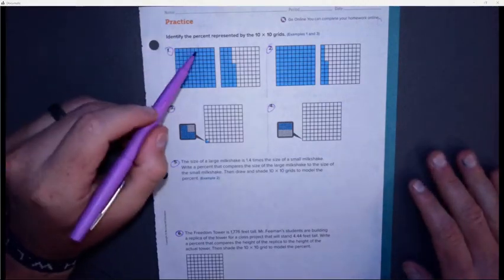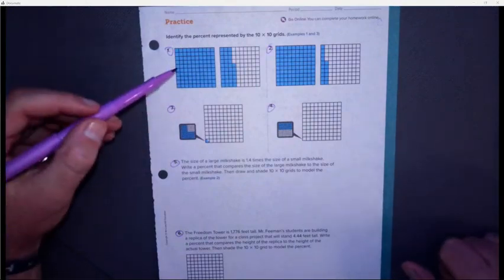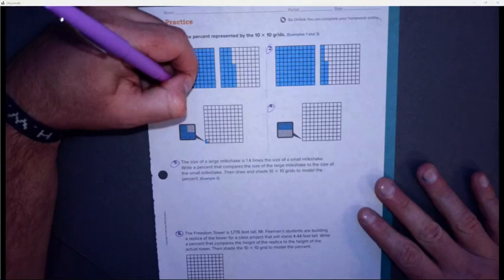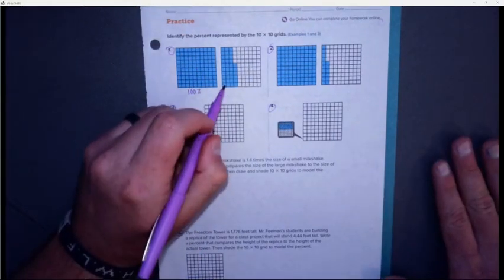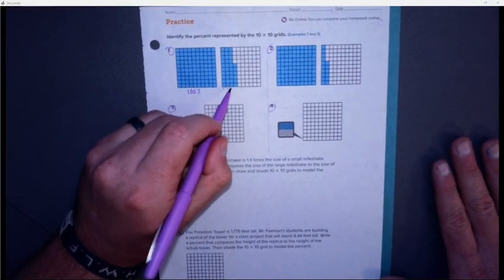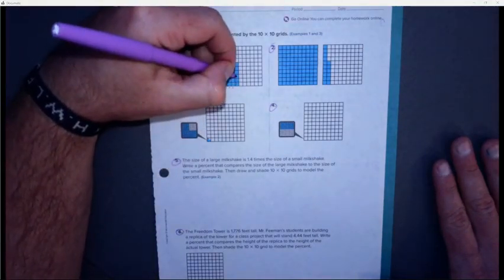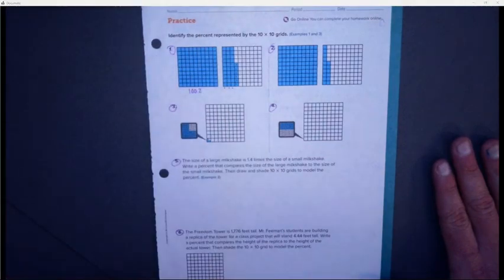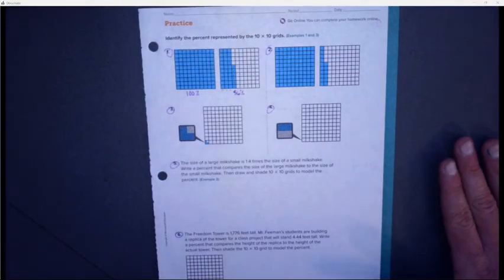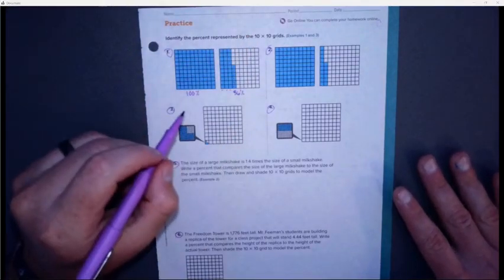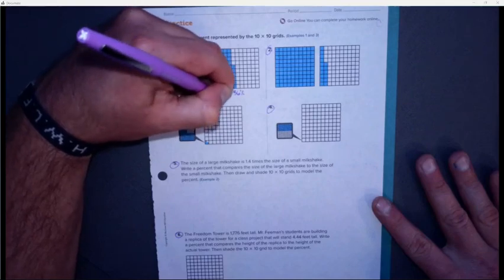Number 1 wants us to find the percent that's represented by the 10 by 10 grids. And we see that we have one whole grid, which we know is 100%. And then we have 10, 20, 30, because we have 3 full columns. And 1, 2, 3, 4, 5, 6. So we have 36% represented there. So altogether, we have 136%.